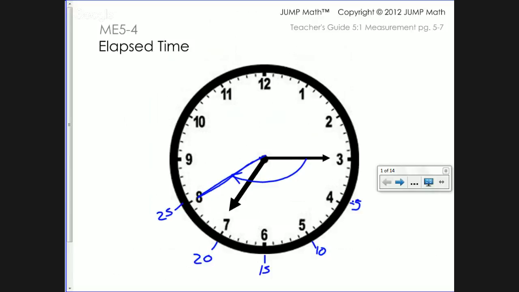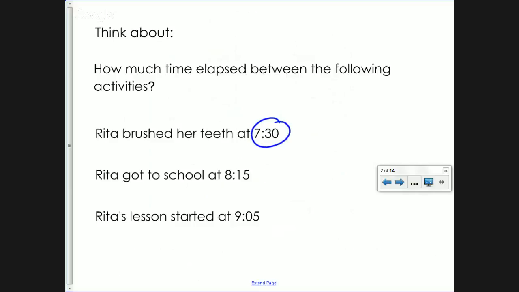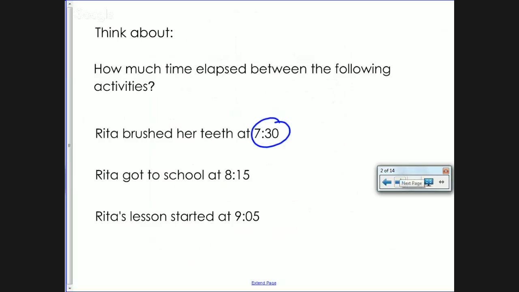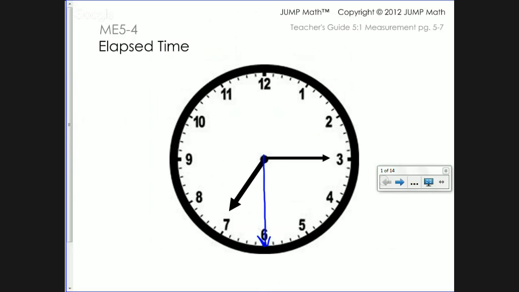So I'm just going to take out the hands that I have already on here, the information that we have already on there. So we are going from 7:30. So we're going to put in 7:30, and we are going to be determining how much time passes to 8:15. So how much time passes for the hand to go all the way around the clock to this spot.